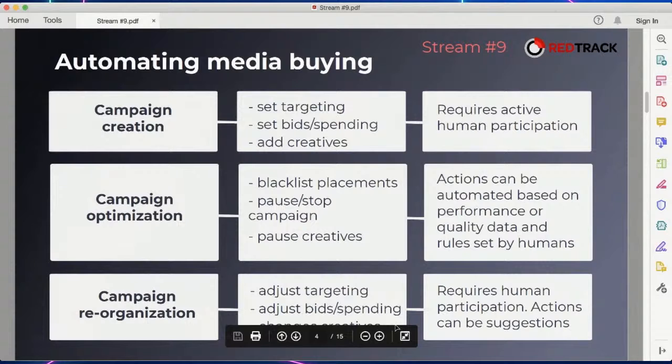So, speaking about automating media buying, there are quite a few things that you do manually. You need to set up the rules for how some things will happen, and consider how complex the tasks are. So in our experience, when we talked with all our users, there are three types of activities: campaign creation, campaign optimization, and campaign reorganization.